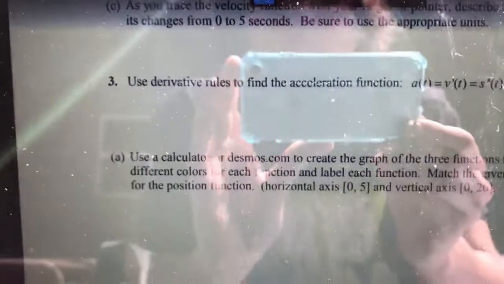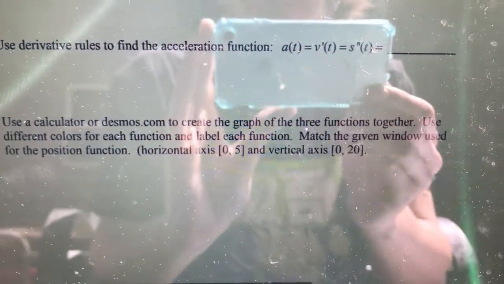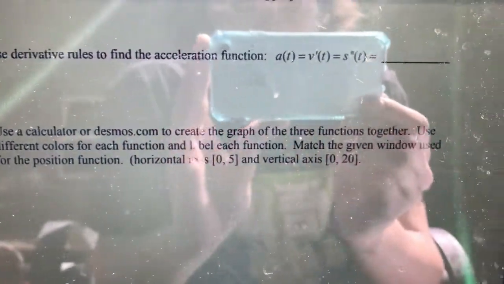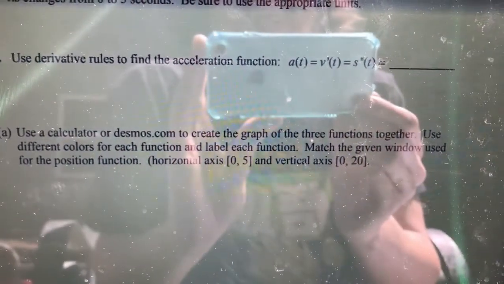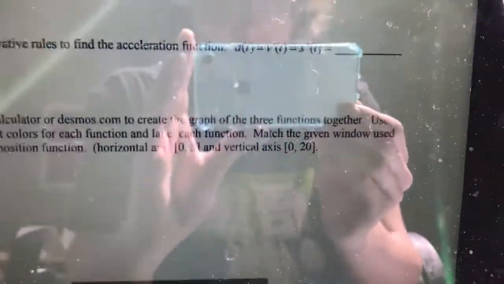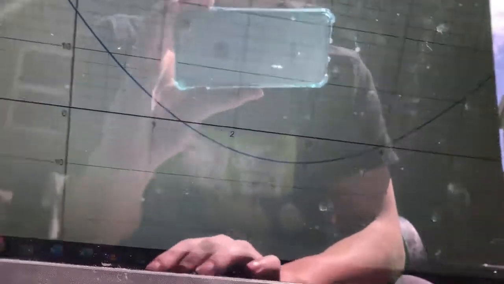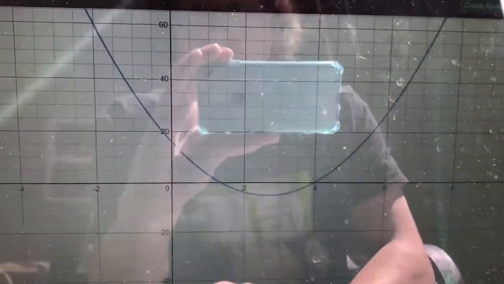Now 3a, use a calculator or Desmos.com to create the graph of the three functions together. Use different colors for each function and label each function. Match the given windows used for the position function. Horizontal axis 0 to 5, vertical axis 0 to 5. Alright, so using Desmos for this and not a calculator, because calculators are difficult and I couldn't color them on my calculator. So this is the graph of the velocity function, the parabola.